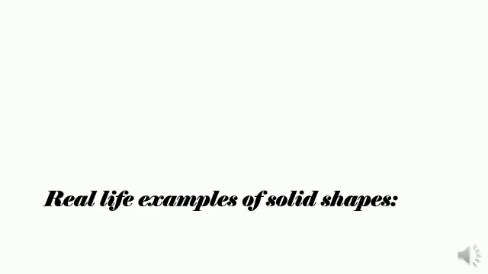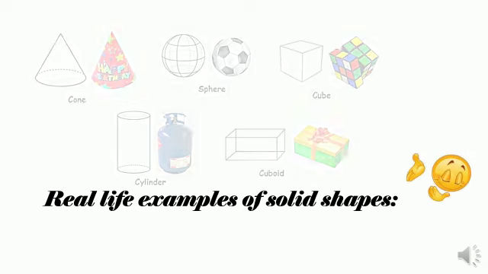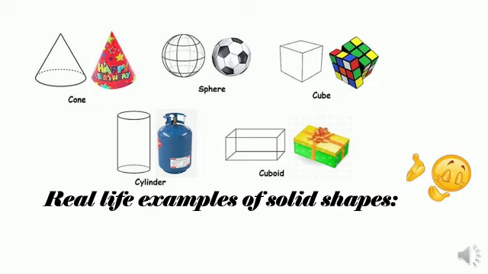Let us see some real life examples of solid shapes. A birthday cap is in the shape of a cone. A football is in the shape of a sphere. A Rubik's cube, which we love to play, is in the shape of a cube. The gas cylinder is in the shape of a cylinder, and a gift box is in the shape of a cuboid. So children, now we know how the shapes, whether flat shapes or solid shapes, are there in our real life.